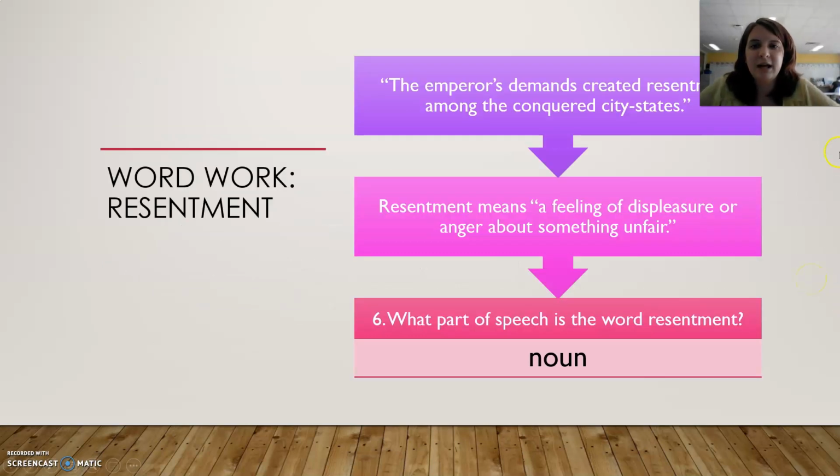Our word work for today is resentment. So the emperor's demands created resentment among the conquering city-states. So resentment means a feeling of displeasure or anger about something unfair, and that is a noun.